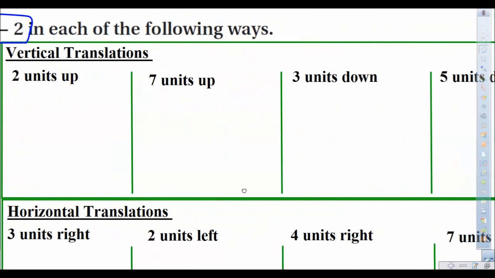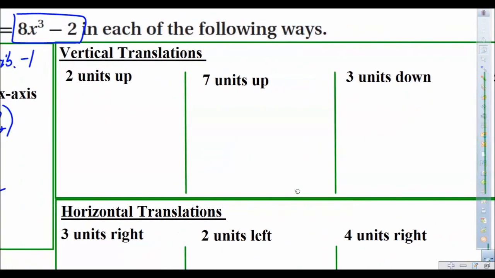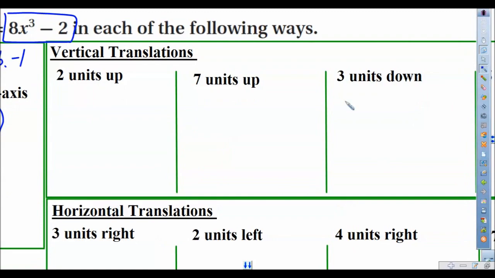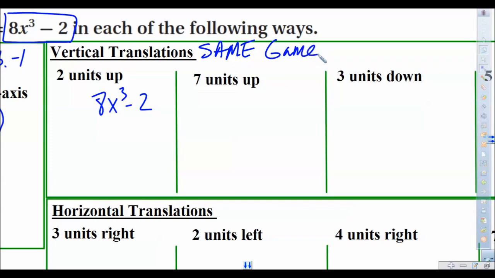Alright, so now look at these 4. Vertical translation with that same function here. If I want to move it 2 up, we're going to take our 8x cubed minus 2. Vertical translation is the same game. And so now we're just going to add 2. Now notice what happens when we add 2. Actually, these add up to 0. So now we're just left with 8x cubed.